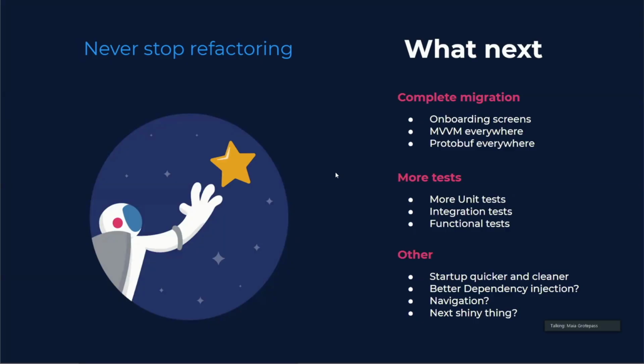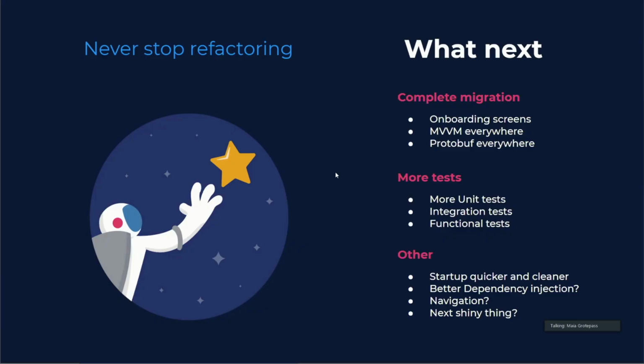So now, what's next for us? I would say never stop refactoring. But with the way our teams and our processes are structured, we're set up to be able to do this. So what do we want to do next? We want to complete our migration. We still have some onboarding screens that need to be migrated to the new architecture pattern. We want to use MVVM and Jetpack everywhere and have consistency. And as the protobuf API changes come through, we want to implement those as well.